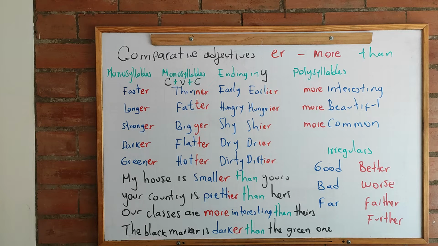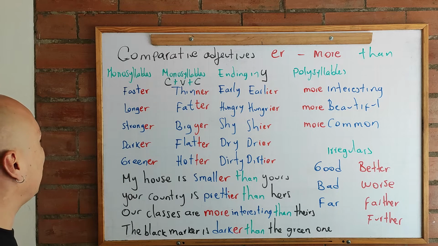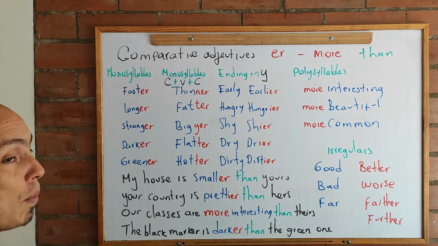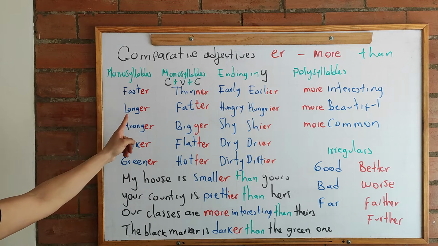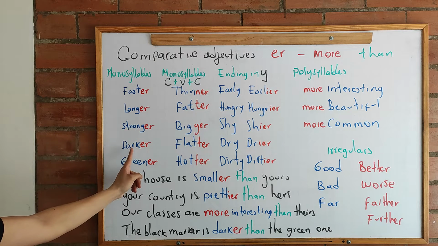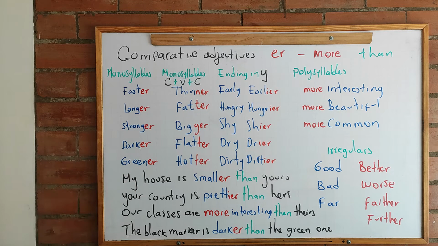The comparative adjectives are divided into different groups. First, we have the big majority of monosyllables. When we transform monosyllables into comparatives, we simply put ER. So we say faster, longer, stronger, darker, greener. What is a monosyllable? A monosyllable is a word that only has one syllable, meaning one sound. So fast, one sound, long, one sound, strong, one sound, dark, one sound, green, one sound. So that is the first group.